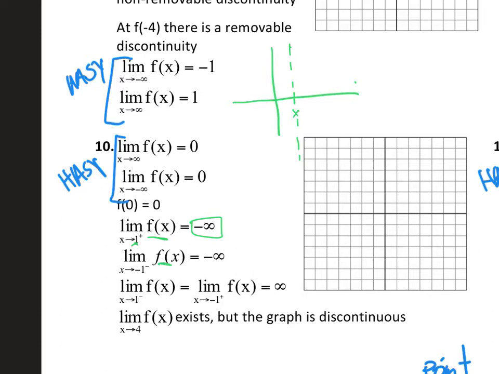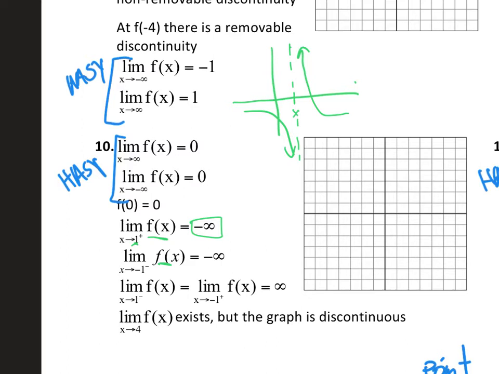We could have it approaching from the left, it goes up, but approaching from the right, it goes down. We could have it approaching from the left, it goes down, and also down. We could have it that it's approaching from the right, going up, right? So there's things that happen on both the left and right.